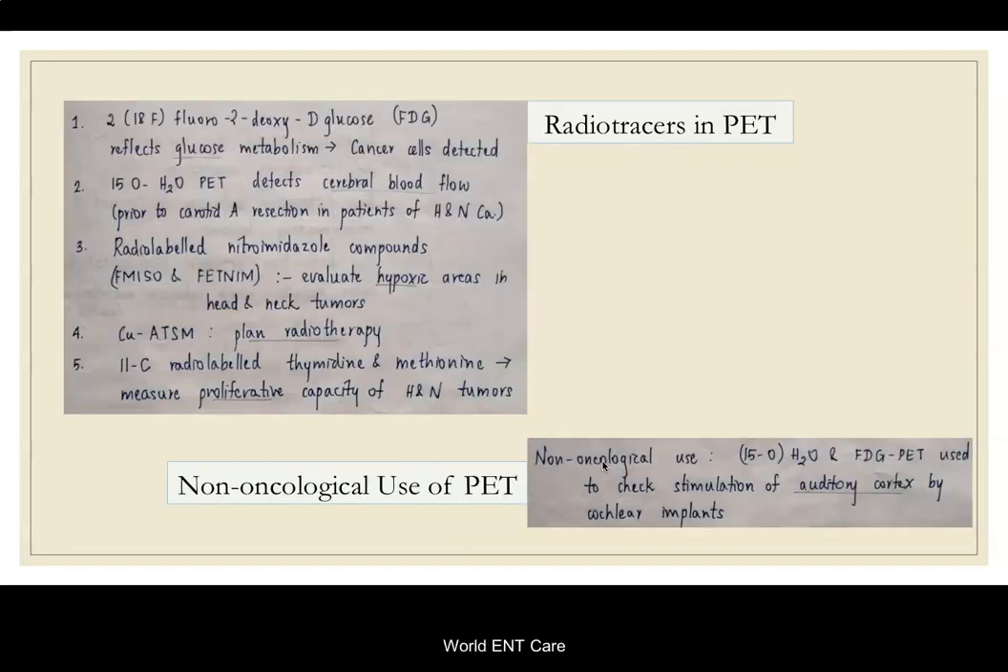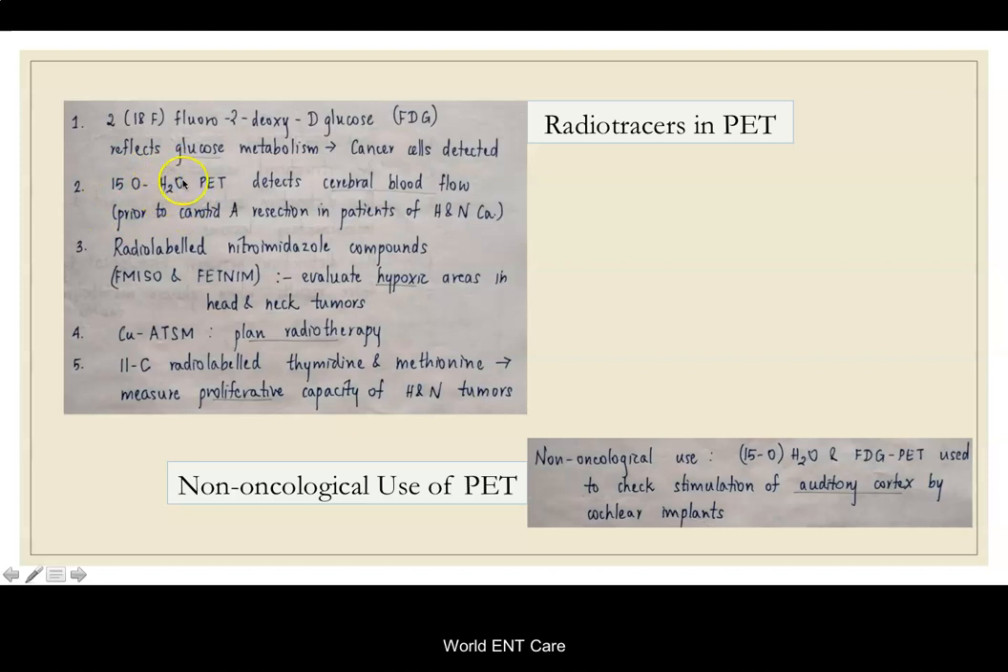Now we need to see the different radiotracers used in PET scan. This is a purview of nuclear medicine and they use radiotracers. The most commonly used radiotracer is 2-18F fluoro-2-deoxy-D-glucose, or fluorodeoxyglucose, FDG. It reflects glucose metabolism and detects cancer cells.